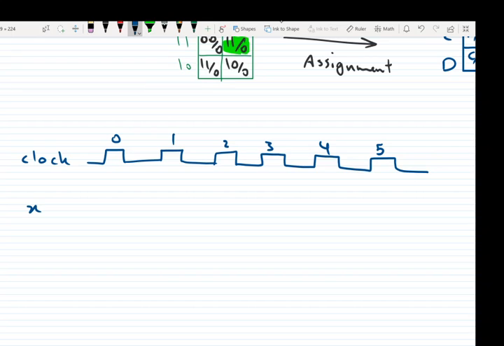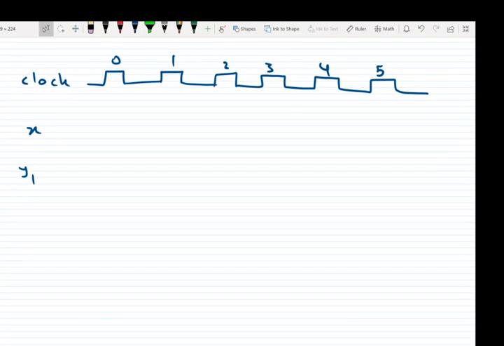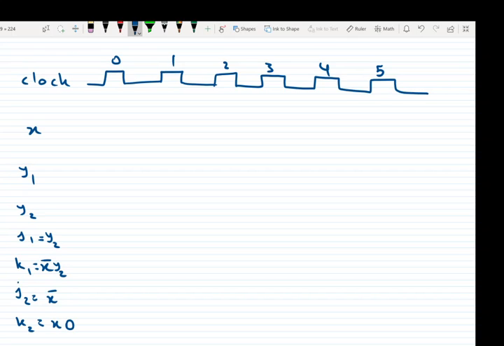We have X, we have Y1, we have Y2, J1, which is equal to Y2, K1, which is equal to X bar Y2, J2, which is equal to X bar, K2, which is equal to X or Y1, and finally Z is equal to Y1 bar. The rising edges are being marked.